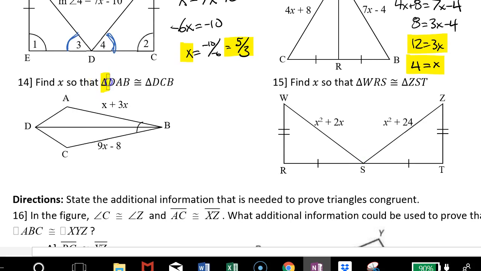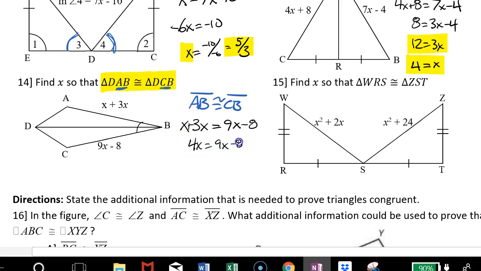We're going to hopefully show that triangle DAB is congruent to triangle DCB. From the congruency theorem, we can see that AB is congruent to CB. So we're going to go ahead and set those expressions equal. So x plus 3x is equal to 9x minus 8. Combining like terms on the left-hand side, 4x equals 9x minus 8. Subtract 9x from both sides, negative 5x equals negative 8. Divide both sides by negative 5, negative 8 over negative 5, which equals 8/5. x equals 8/5.